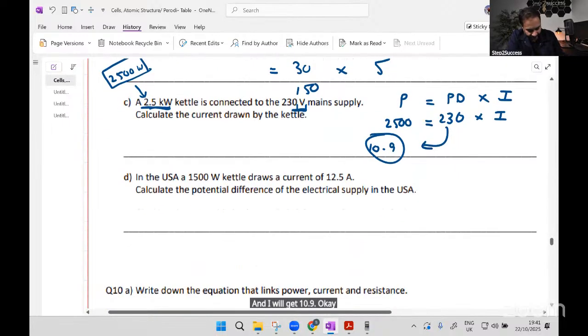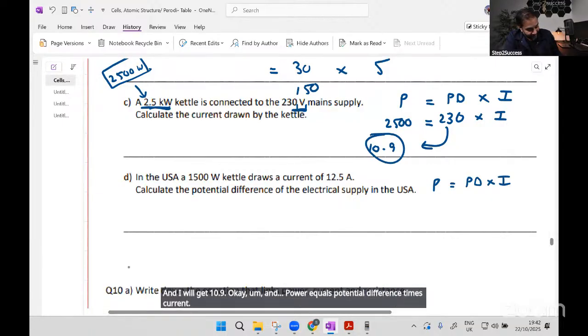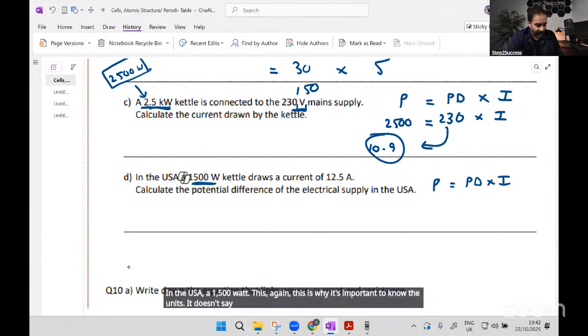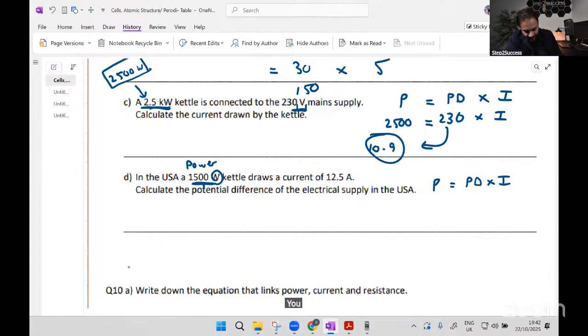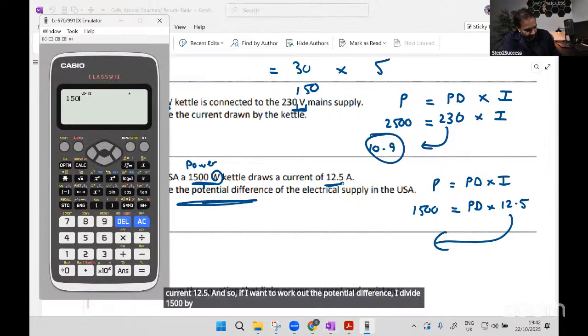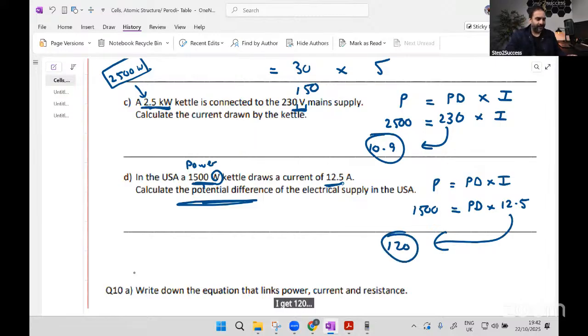Okay. And power equals potential difference times current. In the USA, a 1,500 watt. This, again, is why it's important to know the units. It doesn't say the power is 1,500, but because it said the unit watts, I know that is a power. Current 12.5. And so if I want to work out the potential difference, I divide 1,500 by 12.5. And I get 120 as the answer.